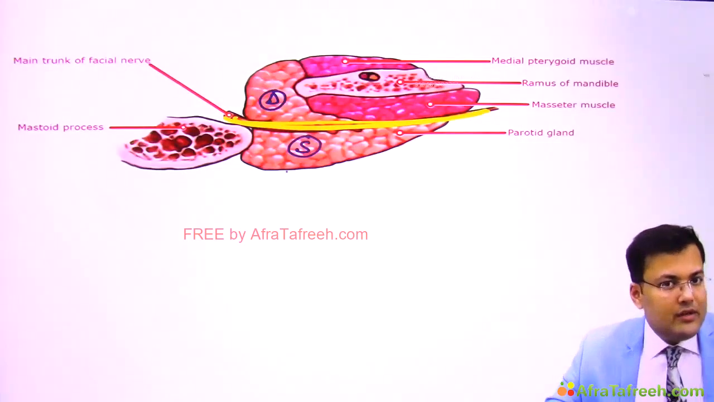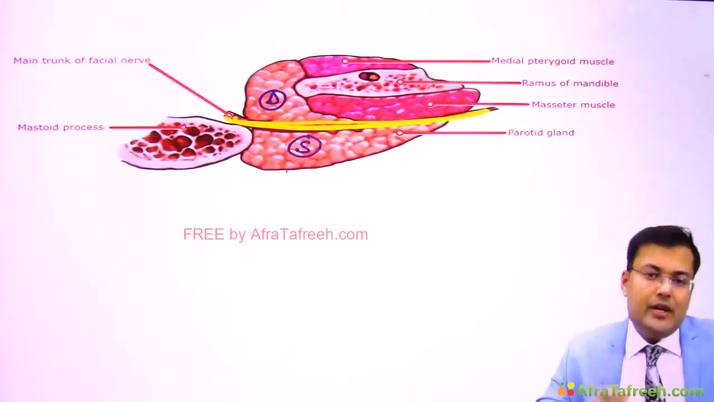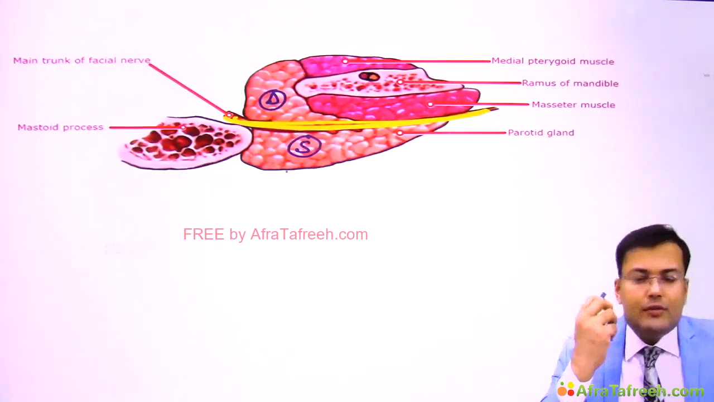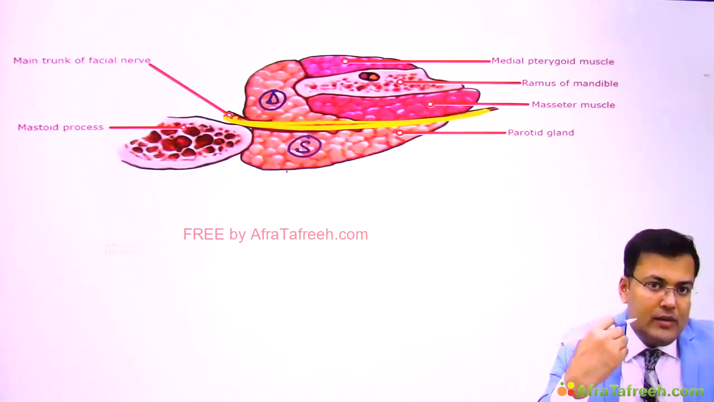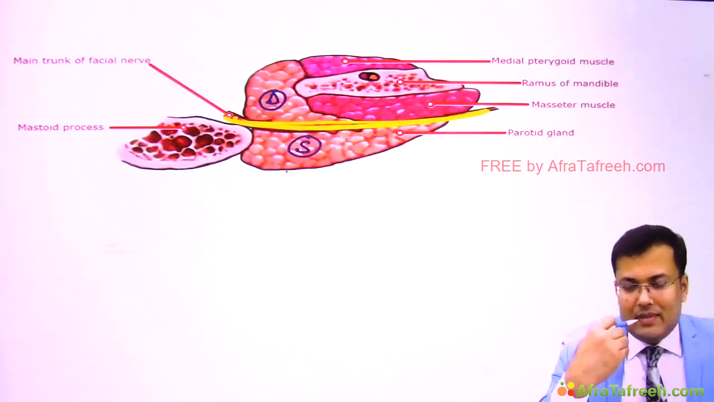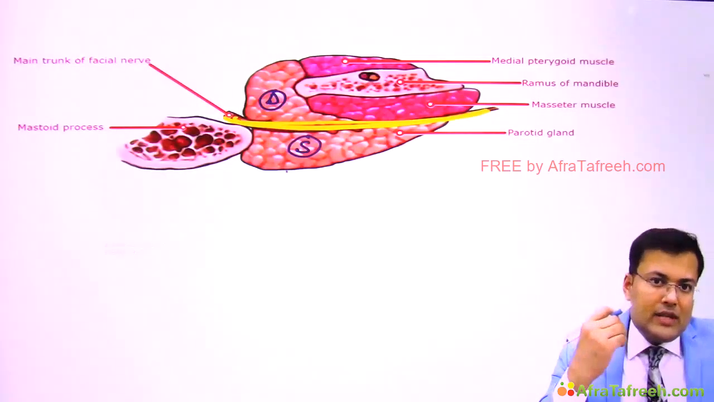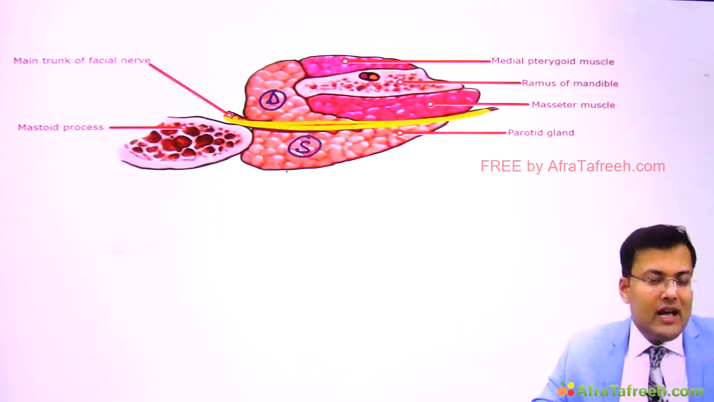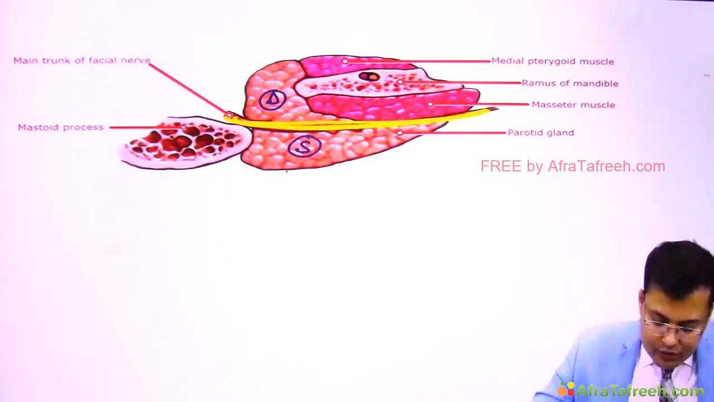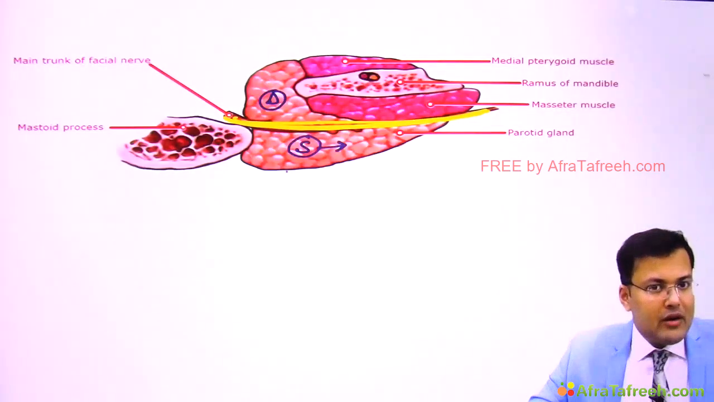Clear? So in superficial parotidectomy, we are just removing the superficial lobe. It is also known as lateral parotidectomy, also known as classical parotidectomy. And whenever tumors are involving the deep lobe, we remove the deep lobe of the parotid, and that is known as deep lobe parotidectomy. Clear? Remove the superficial lobe in superficial parotidectomy, deep lobe in deep parotidectomy.